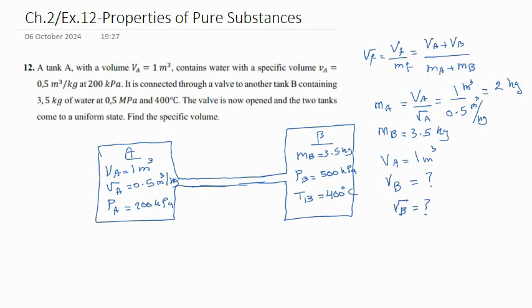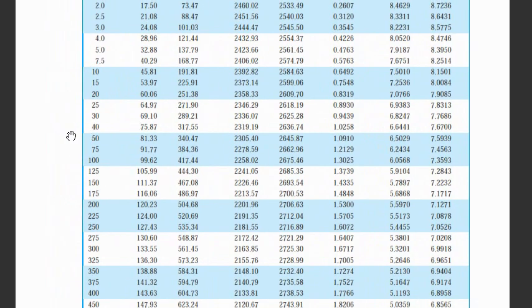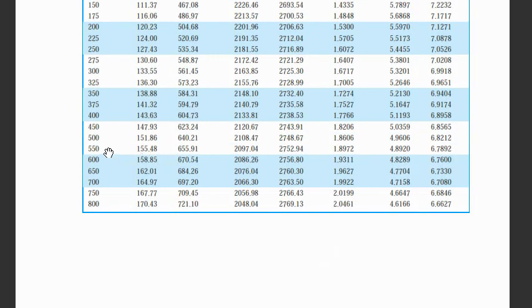Okay, so since we are dealing with water here, we're going to look at the B1 table. So we will be looking at the pressure entry of 500. So 500 kilopascal is equivalent to a saturated temperature of 151.86. But in our case, the temperature is 400 degrees Celsius, much higher than this. Now the only state that it could have both 500 kilopascal as pressure and a temperature of 400 is when we are in the superheated region.